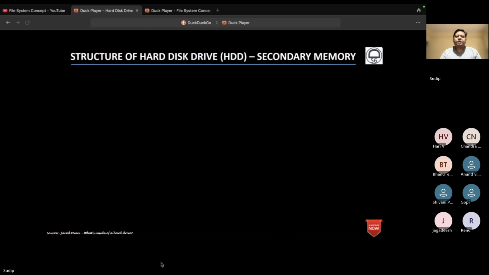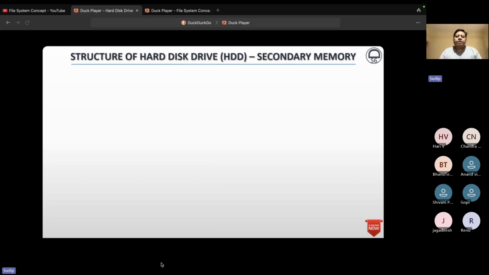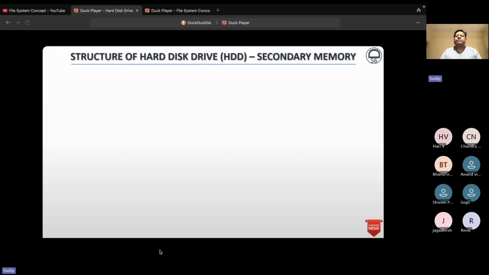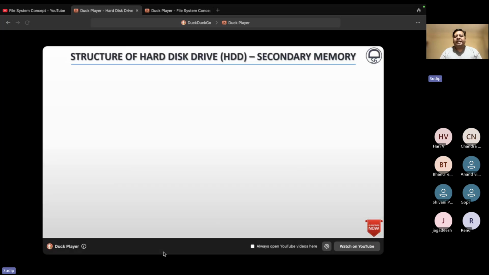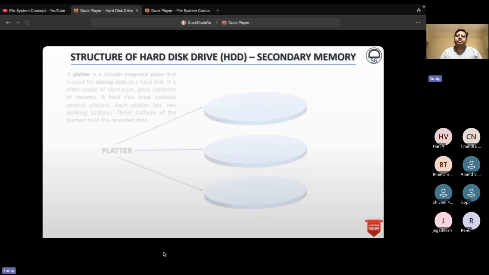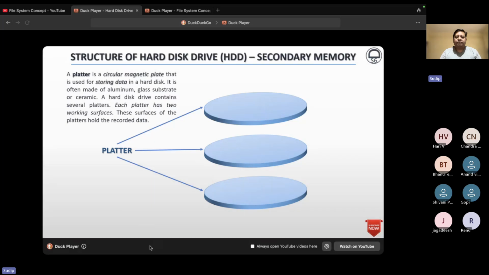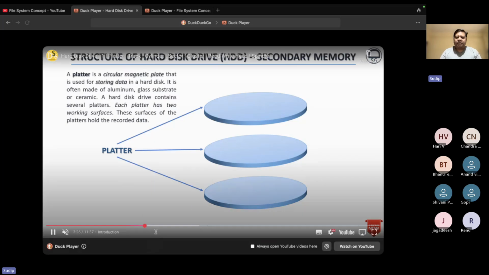Now we go into a little more detail of understanding how the logical sections of a hard disk drive are used to address the various sections inside the hard disk, and how those various sections can be used to create a logical addressing scheme. Okay, and we will see how we are going to make use of that. We already understood what a platter is.